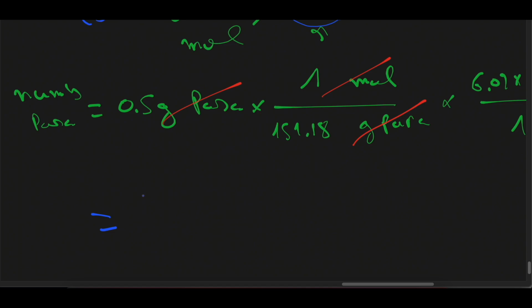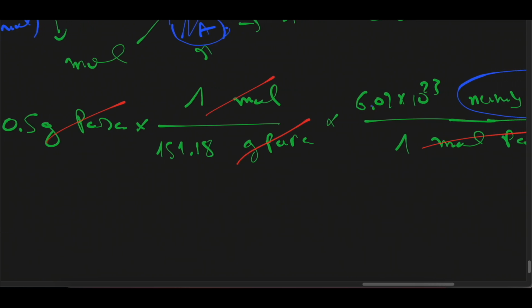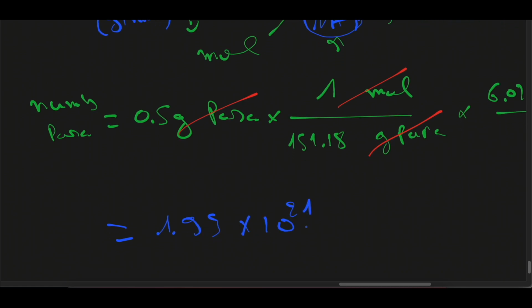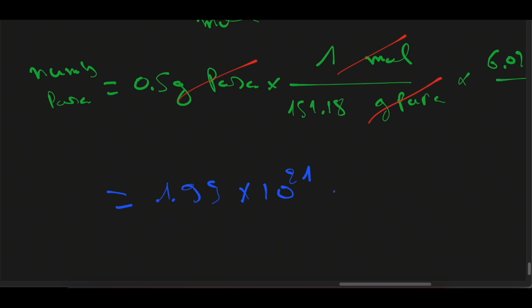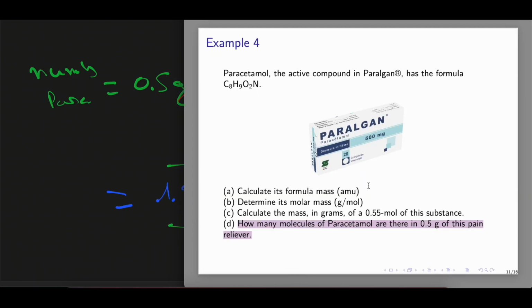So we make the calculation, 0.5 that we multiply by this fraction, and we multiply by this number. So we get 1.99 times 10 to the 21st power molecules of paracetamol. So we have this number, which is a huge number. The magnitude of this number is extremely large. It is on the order of 10 to the 21st power. So that is the exercise.